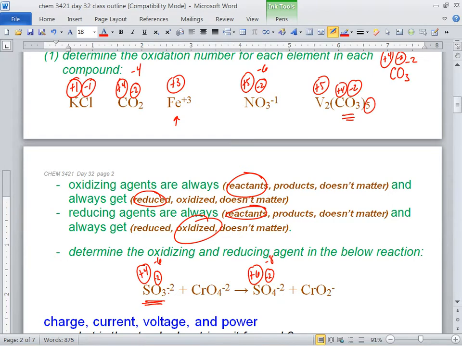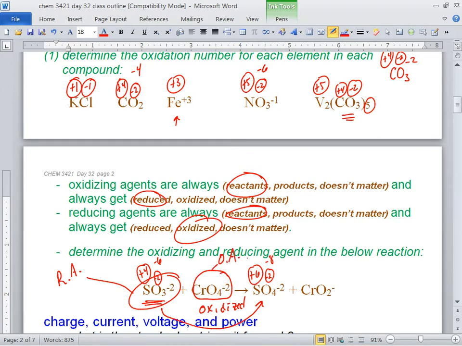It got oxidized. So this compound is the, everybody, reducing agent. Don't even need to mess with it. This has to be the oxidizing agent.